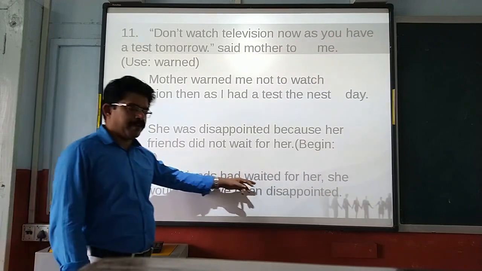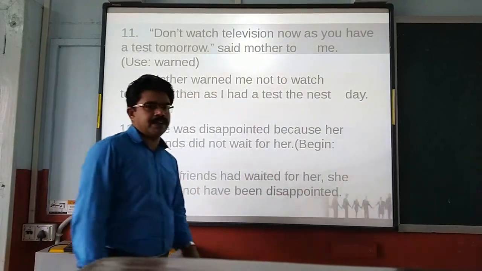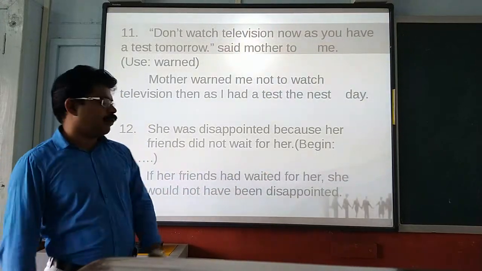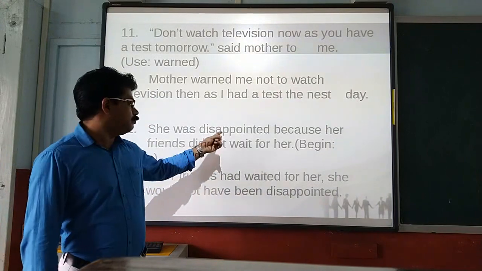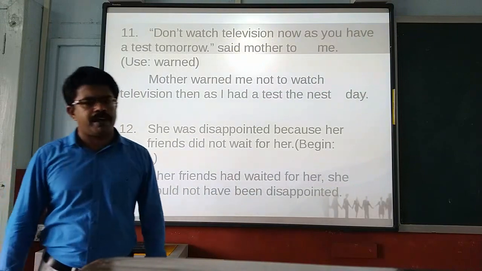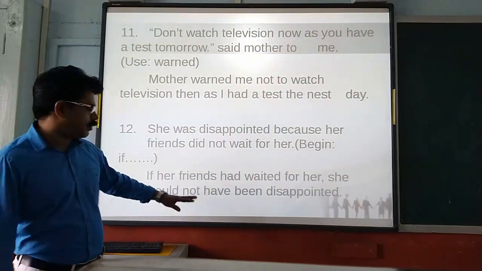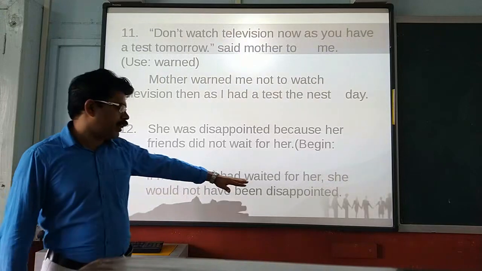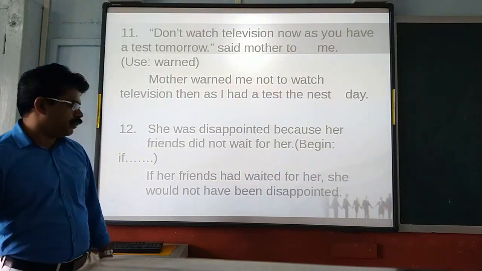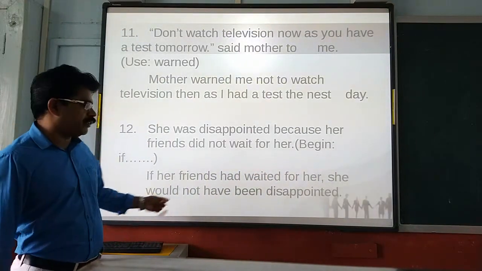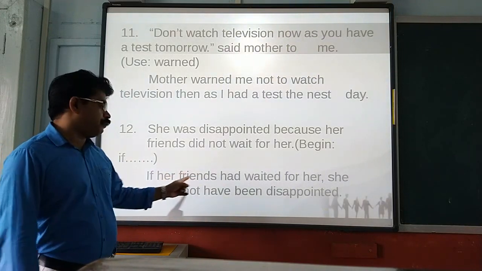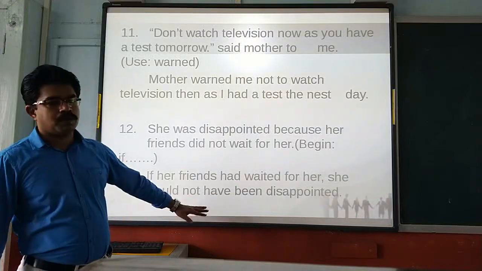If her friends had waited for her, she would not have been disappointed. She was late, so she was disappointed, that has changed. She would not have been disappointed if her friends had waited for her. So naturally, if her friends had waited for her, comma, please keep in mind this comma has to be there, she would not have been disappointed. Suppose you put this sentence the other way: she would not have been disappointed if her friends had waited. After this clause, there will be no comma.